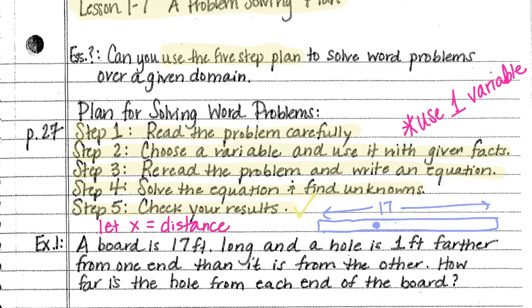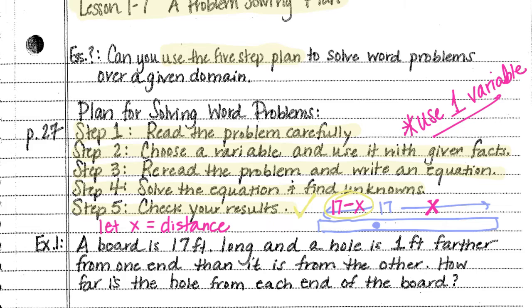So I know if this is x, this has to be 17 minus x. And this is an important part where I say use one variable. So if the whole thing is 17, and that x was 5, to find the other part, you would have to use 17 minus 5, which would be 12. 12 and 5 add up to be 17. So that's what we're talking about, using one variable.